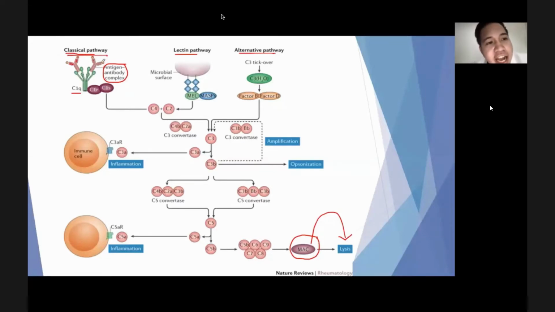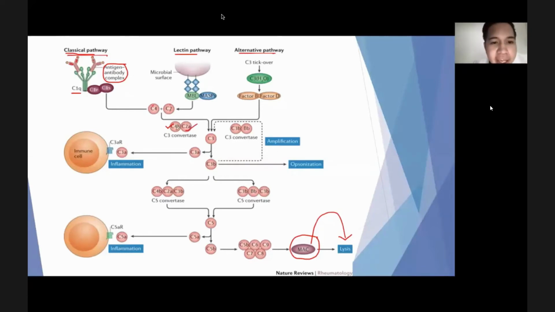So, the antigen-antibody complex now will bind to complement 1 or C1. When C1 now is activated, since it is a protease, it will now cleave C4 and C2. C4 now will be cleaved into, pag sinabing cleave, madidivide, mahahati. Si C4, madidivide siya into C4A and C4B. Ang mahalaga, si C4B. On the other hand, C2 now will also be cleaved into C2A and C2B. Ang mahalaga naman this time is C2A.